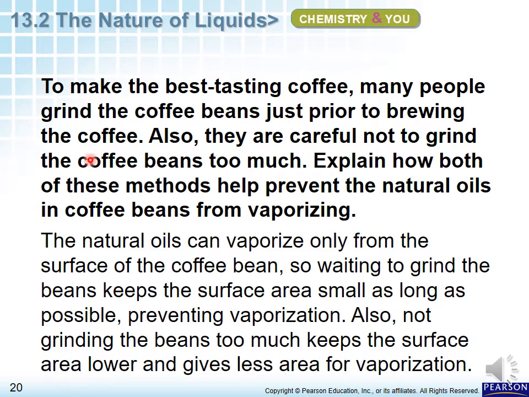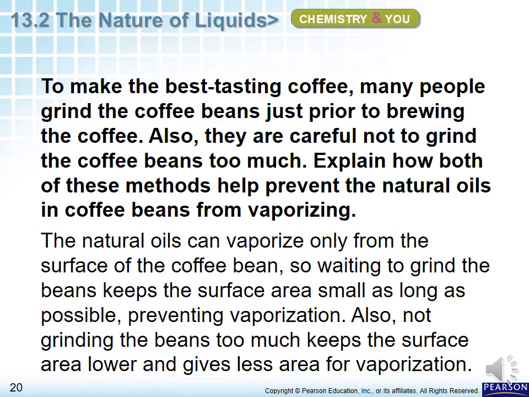All right, let's take this example. To make the best tasting coffee, many people grind the coffee beans just prior to brewing. Also, they are careful not to grind the coffee beans too much. Explain how both of these methods help prevent the natural oil in coffee beans from vaporizing. Natural oil can vaporize only from the surface of the coffee bean. So waiting to grind the beans keeps the surface area small, preventing vaporizing. Also, not grinding the beans too much keeps the surface area lower and gives less area for vaporization.